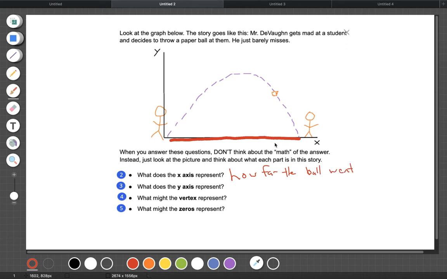And so we would measure that in feet, right? This would be measured in feet, most likely. You could do it in centimeters, but that'd be weird because it'd be a ton of centimeters. Feet would be more realistic.